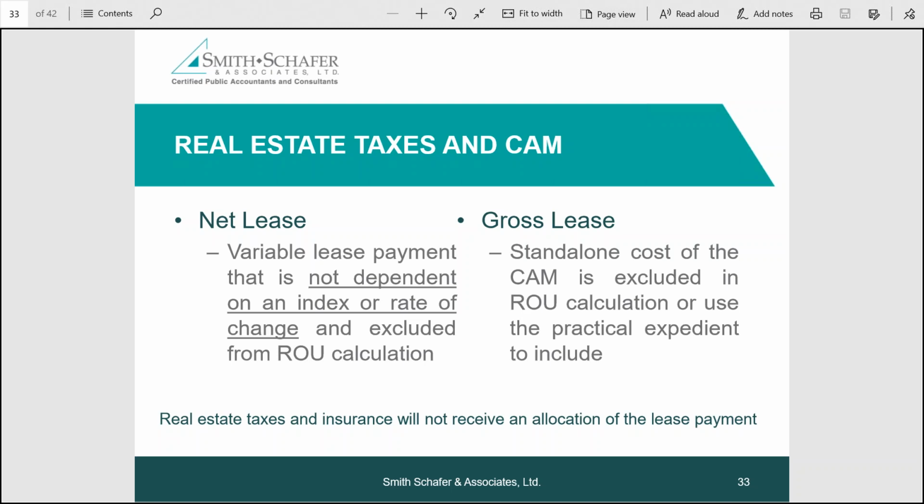Bottom line, if none of that made sense, that's okay. Here's what you need to know. If you have a gross lease, your right of use asset is going to be higher compared to a comparable lease if it was a net lease. The payment amount is relatively the same. Your gross lease is going to lead to a much higher right of use asset, and that's a much higher lease liability, and you're going to have a larger lease liability on your financial statements.